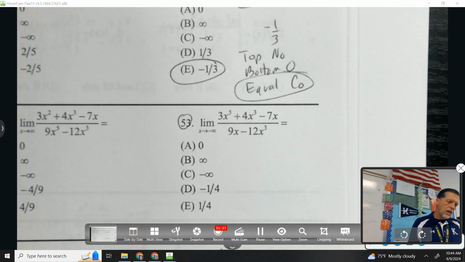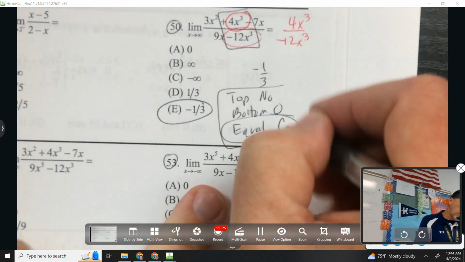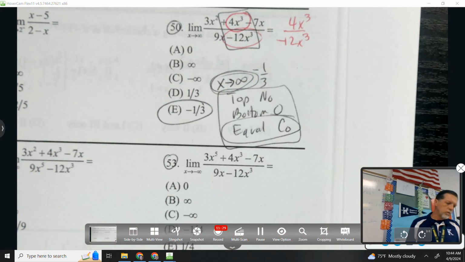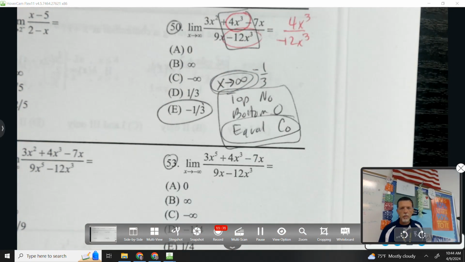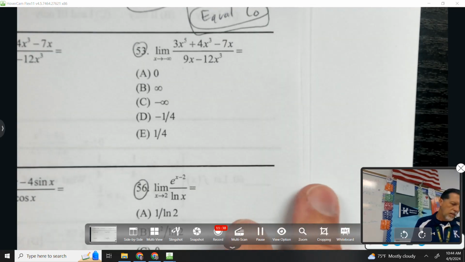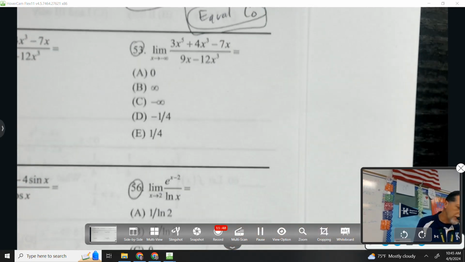53. Oh, one more thing on the shortcut thing. Again, only use it as x goes to infinity. Don't use it as x goes to 2 or 0 or pi. Like only when x goes to infinity. 53 is x goes to -infinity.